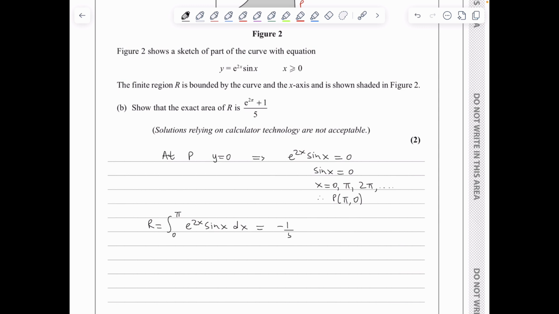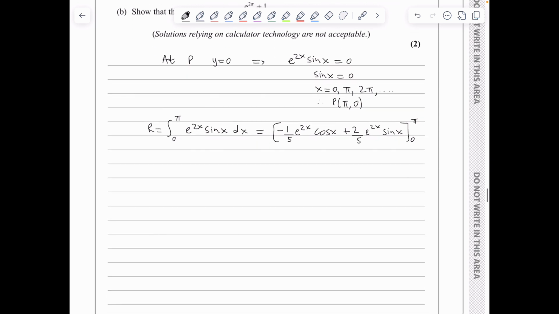minus 1 over 5 e to the 2x cos x plus 2 over 5 e to the 2x sine x, and the limits are 0 and pi. Well, let's start by substituting the upper limit. So we've got minus 1 over 5 e to the 2 pi cos of pi plus 2 over 5 e to the 2 pi sine pi, and minus the minus 1 over 5 e to the 0 cos of 0 plus 2 over 5 e to the 0 sine of 0.